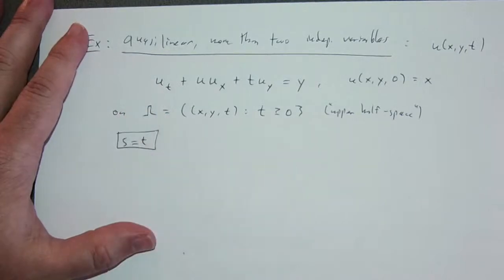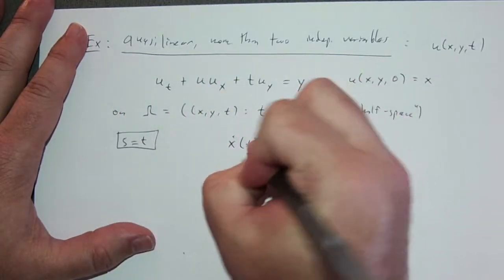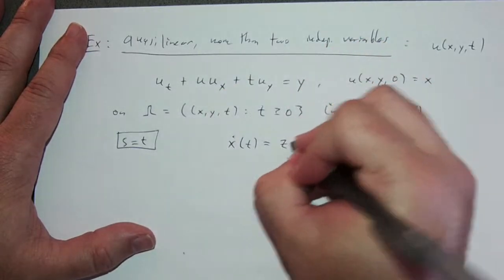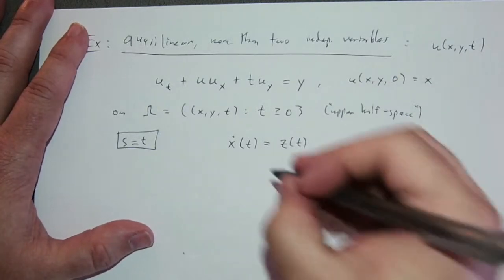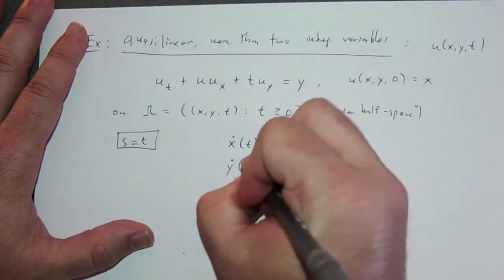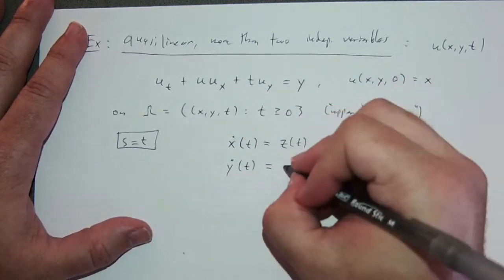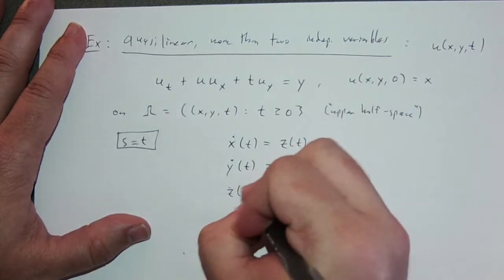What do the characteristic equations become? The one for x is x dot t is u, which is z, right? y dot t is t, and z dot t is y.